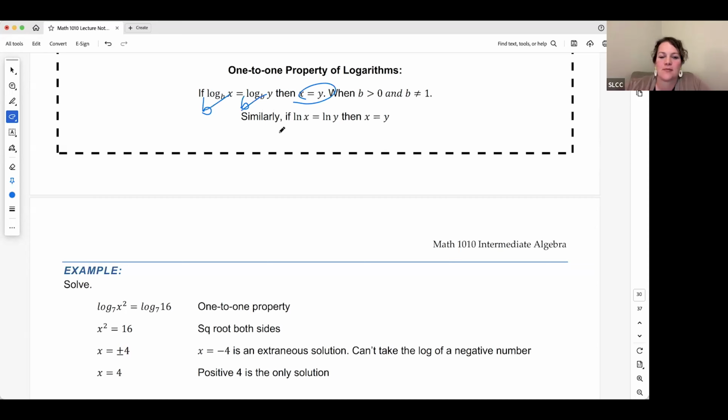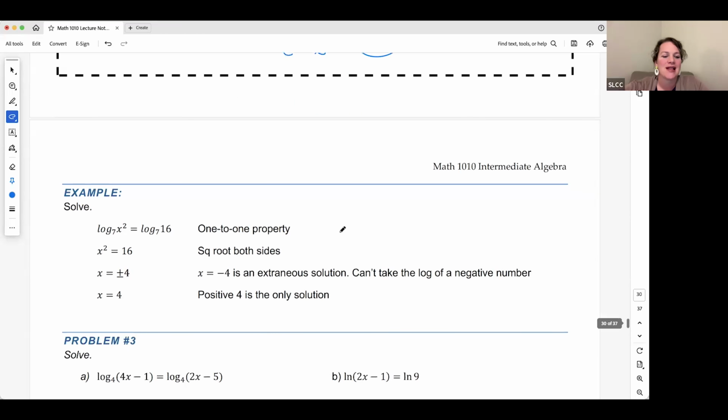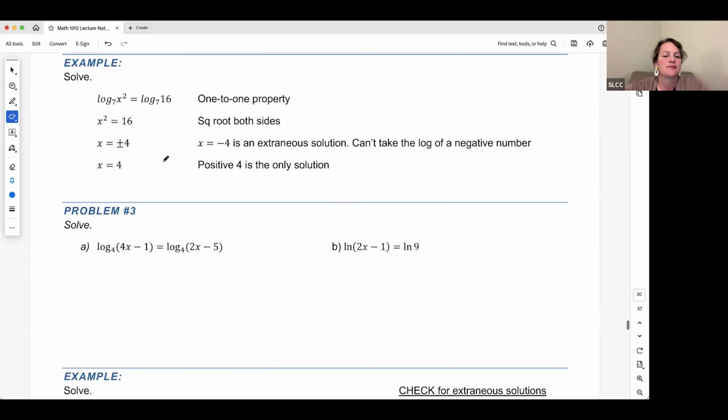Any kind of logarithm. If you have the natural log of x and the natural log of y, then you can raise both sides to the base of e, and they'll undo each other, and x equals y. That's the one-to-one property of logarithms. Let's look at an example.